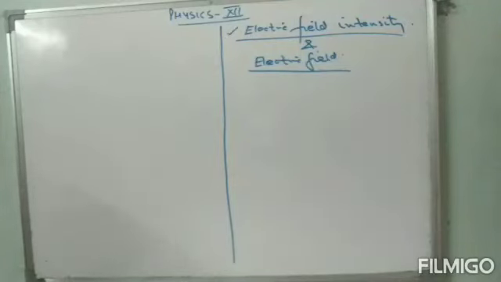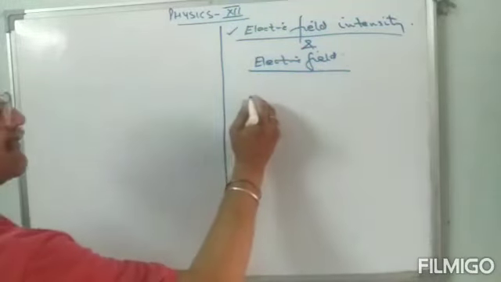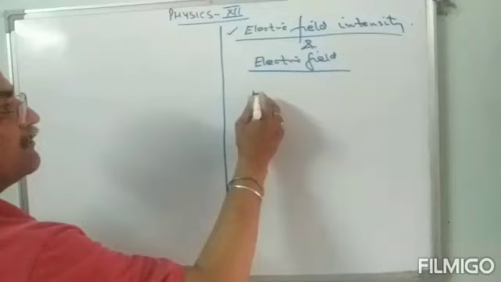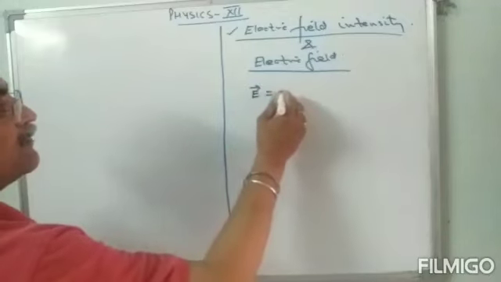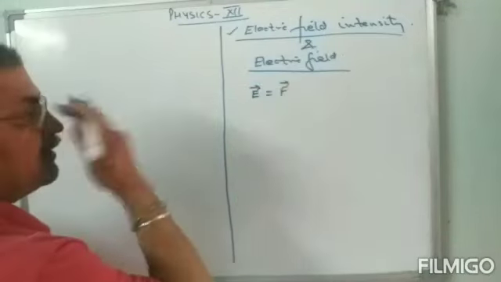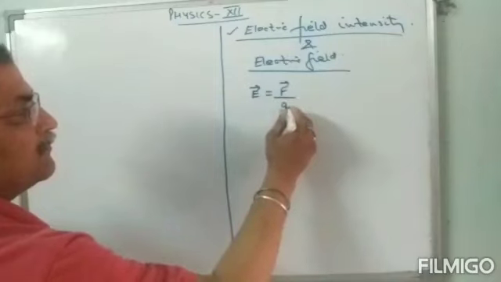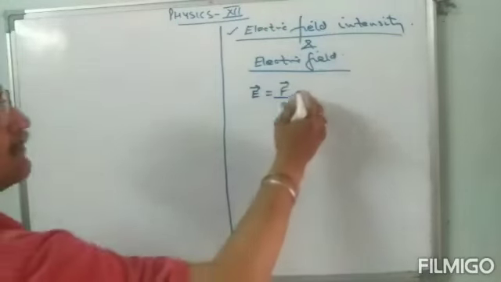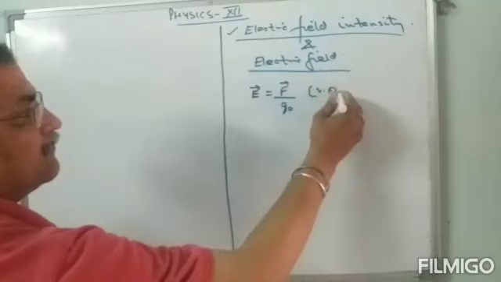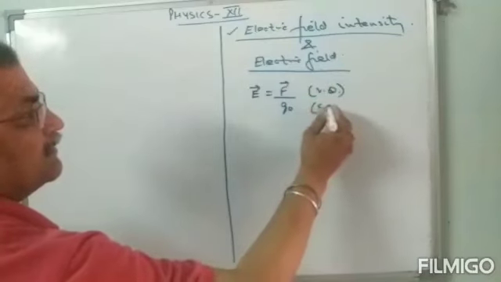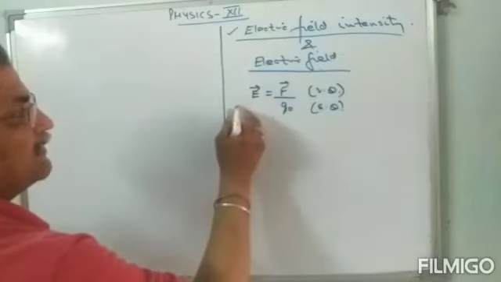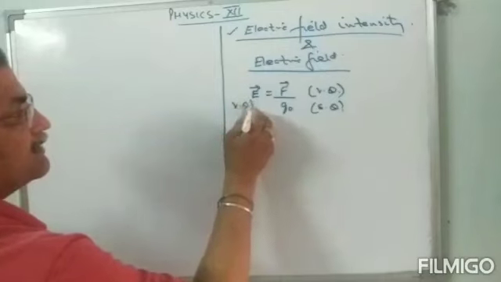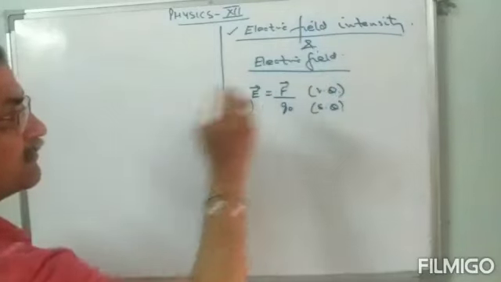They are defined as the force experienced by a unit positive test charge. We say E vector is equal to F vector upon q naught. E is a vector quantity, q naught is a scalar quantity. This E is going to be a vector quantity because the direction will be along the direction of this force.